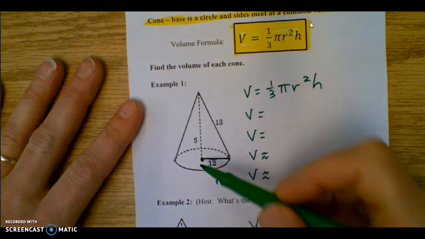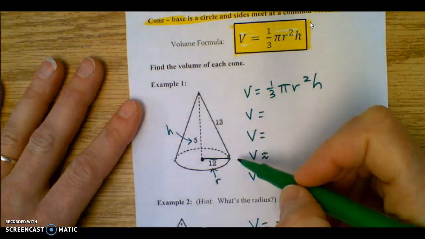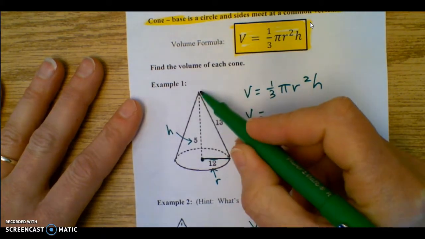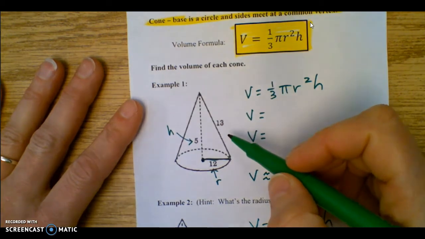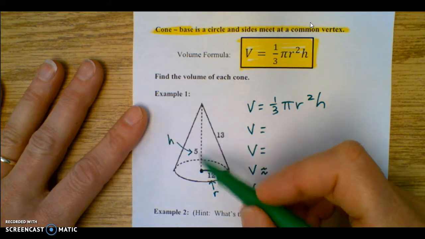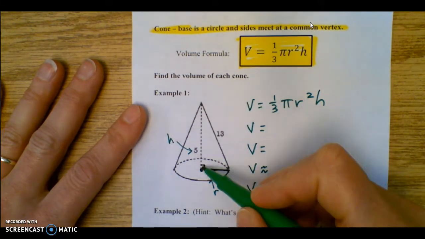This is the actual height of the cone. They call this the slant height. It's because the side of the cone slants up to the vertex. You'll use slant height when you work on geometry in high school. For us, we use the regular old height, which is always perpendicular to the base where you will find your radius.